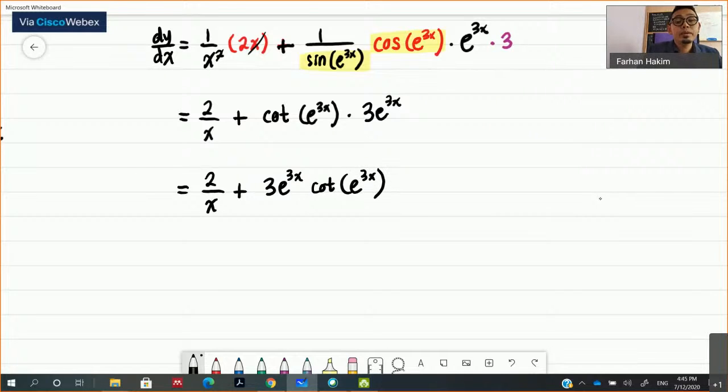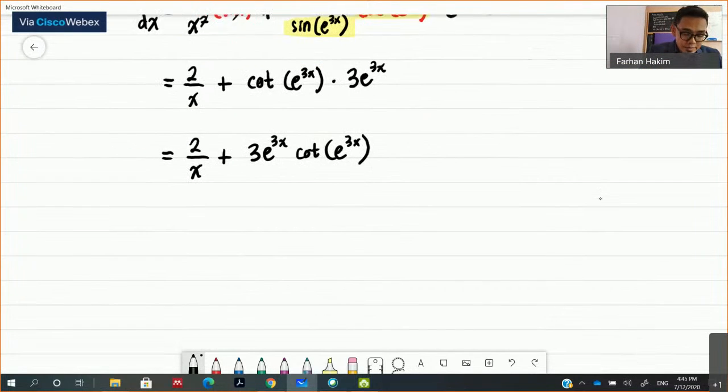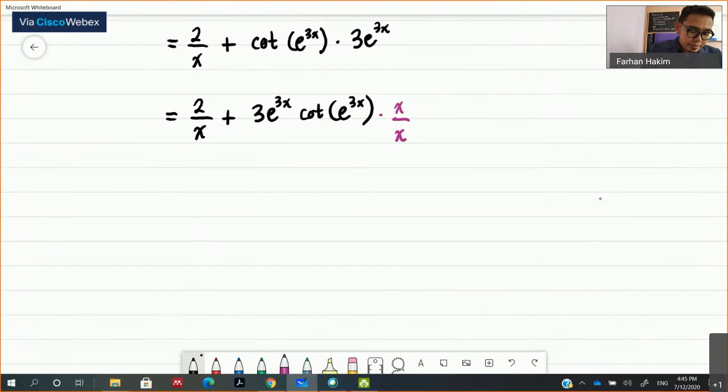I think we can stop here, all right? So if you want to make this as a single fraction, you can do this by making the denominator the same. Now we have to multiply with x at the numerator and also denominator. So this one will give us 2 plus, all right, 3 multiplied with this x will give us 3x e to the power of 3x cotangent of e to the power of 3x over x.